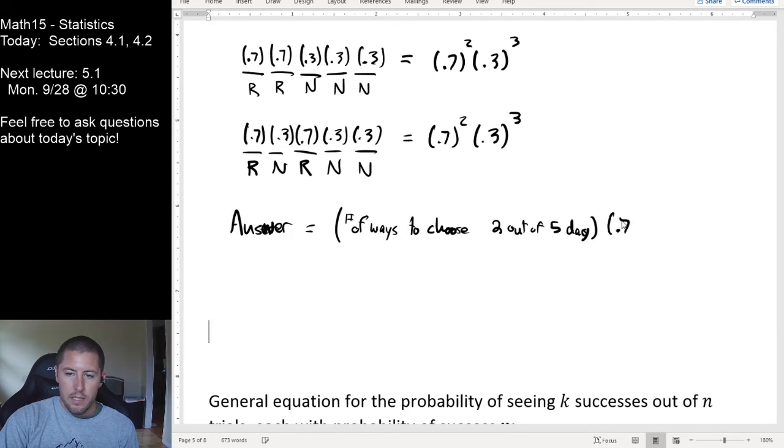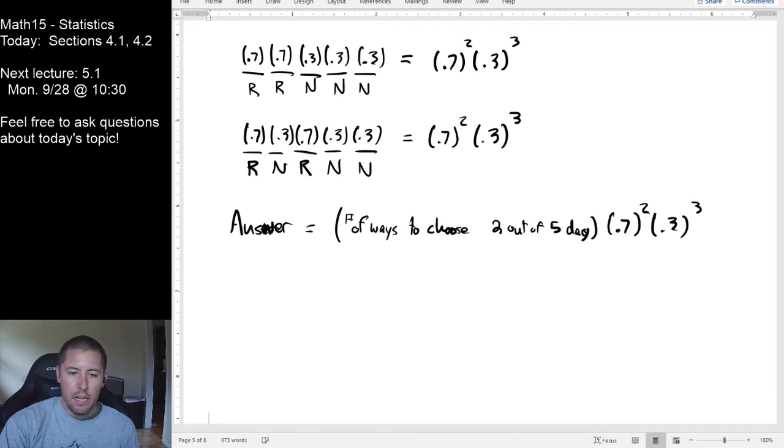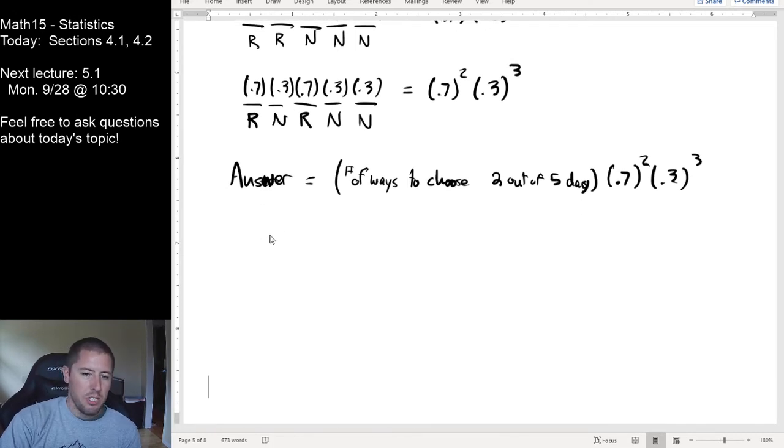times the 0.7 squared times the 0.3 cubed, right? This is the probability for one way of occurring with 2 out of 5 days of rain. We just need to add them all up. How many different ways could there have been rain for 2 out of 5 days? And to add up the same probability multiple times is really just to multiply by that number of ways. So let's sort of make a list here of all the ways that this could occur. And I'm just going to use X's and O's to make this a little bit more simple here.